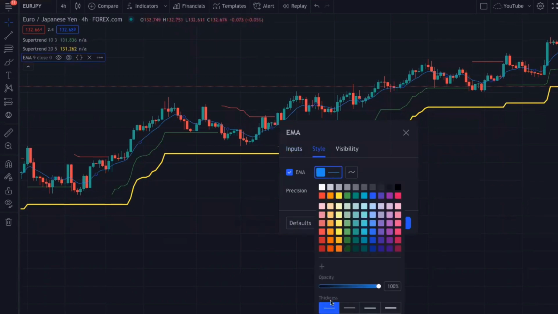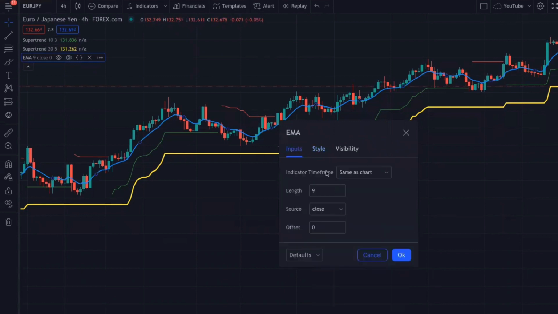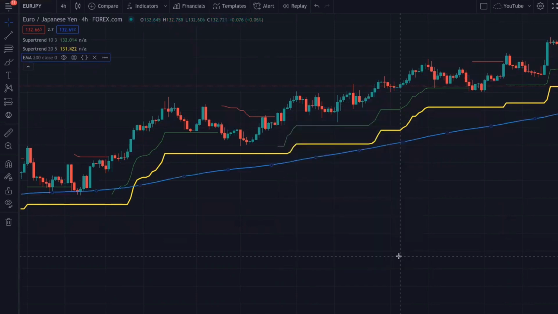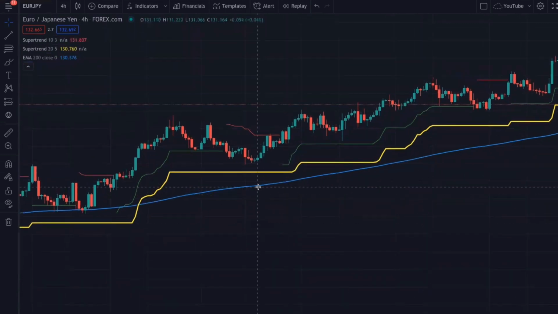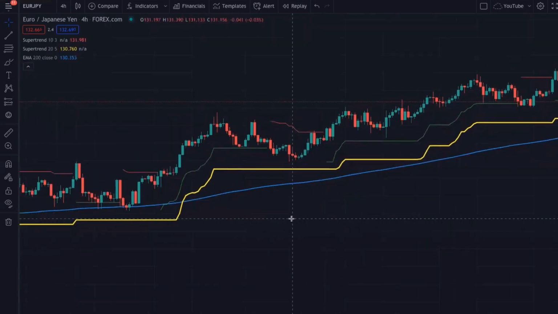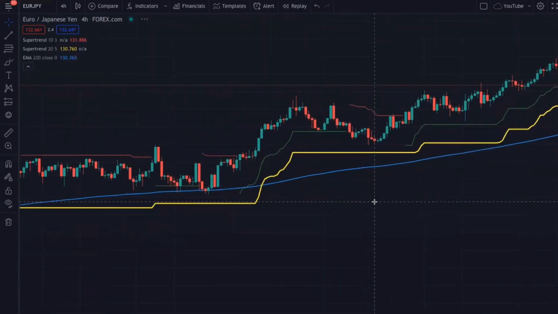The first thing I'm going to do is make this line thicker, and it's going to be a blue line. We're going to change the input to 200, so we're going to look at a 200 EMA. Now, how do we increase the profitability of this strategy? That's already amazing, right? Well, whenever the price action is above the 200 EMA, you only do buys. When it's below the 200 EMA, you only do sells. That's it. That's a great way to filter out some iffy plays.